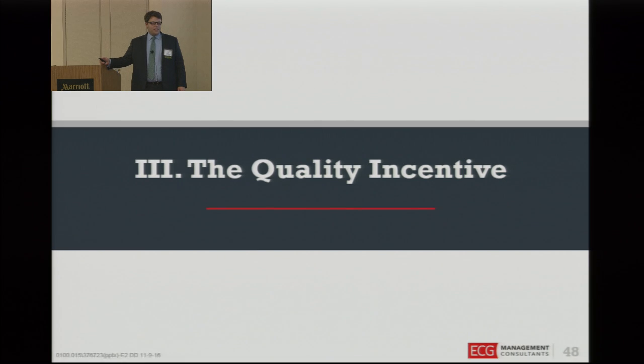So the quality incentive. This is kind of the big component of the MIPS and of MACRA. That first year, it's worth a little more than half of the total incentive. And I was mentioning that what CMS has put out there is that you can select the measures that you want to be evaluated on. You can select the 6 measures that you want. The challenge is that they've given you a list of 200 plus measures, and so one of the big challenges is what measures should you be picking.